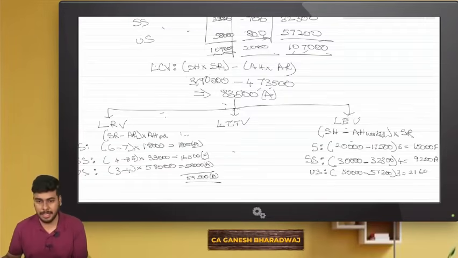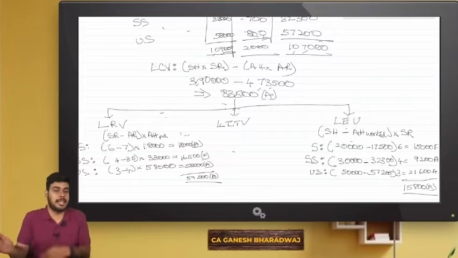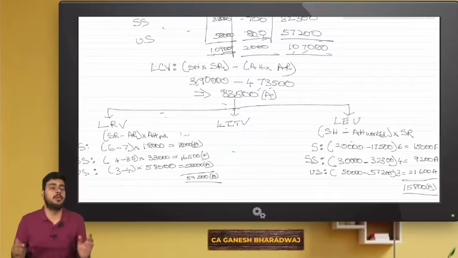21,600 adverse. So net of the 3, how much do you get? 15,800 adverse. Correct? Now immediately come to the middle part.